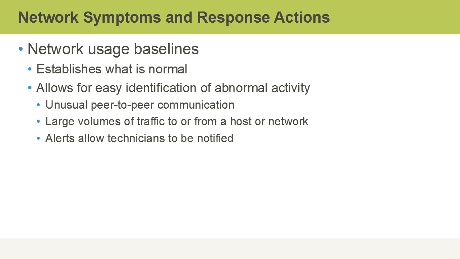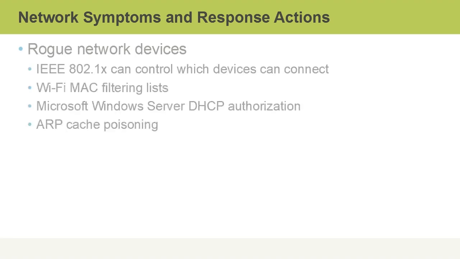Or we might have large volumes of traffic to or from a specific host or subnet or VLAN. That could be suspicious if we don't normally see that on the network. And also, we might want to make sure we have alerts in place to allow technicians to be notified when these things are happening. Now, that might be done within your operating system or with an intrusion detection or prevention system.